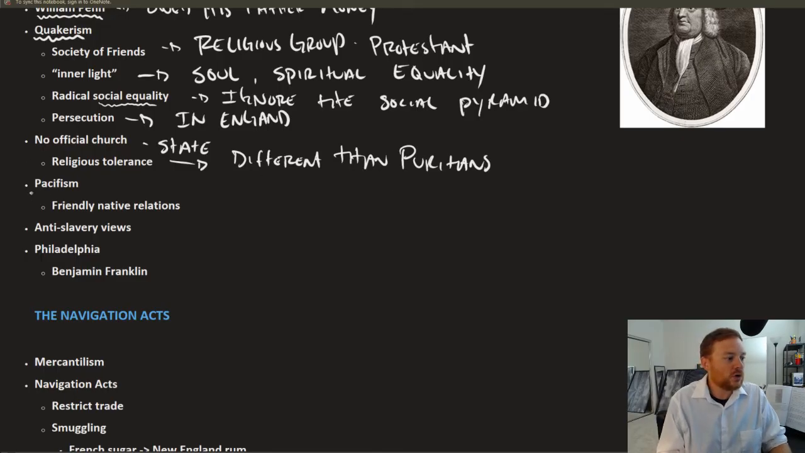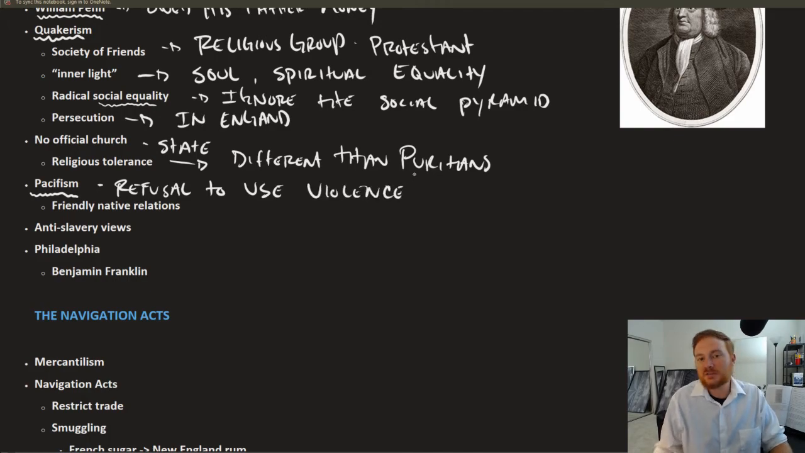One of the core belief systems for the Quakers is pacifism. That is the refusal to use violence. And because Quakers don't resort to violence and won't use violence, it means that out of all the English colonies, Pennsylvania has the friendliest relationship with Native Americans. They are one of the rare English colonies that don't have any early conflicts.